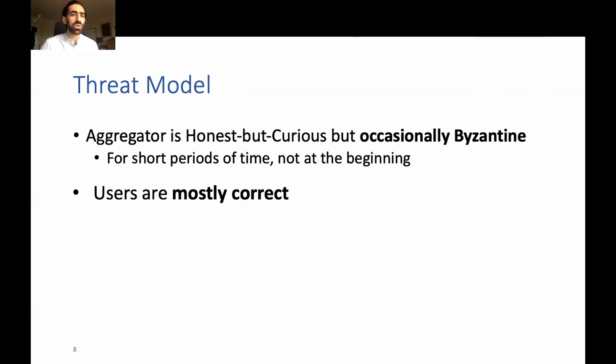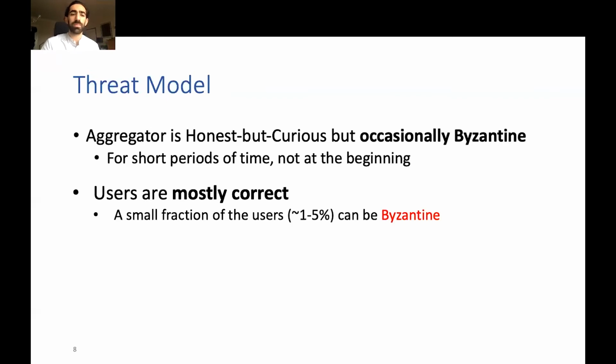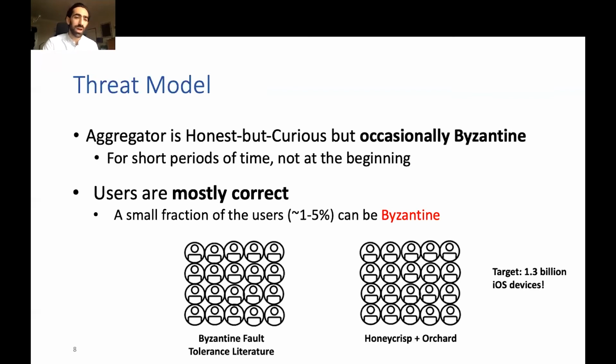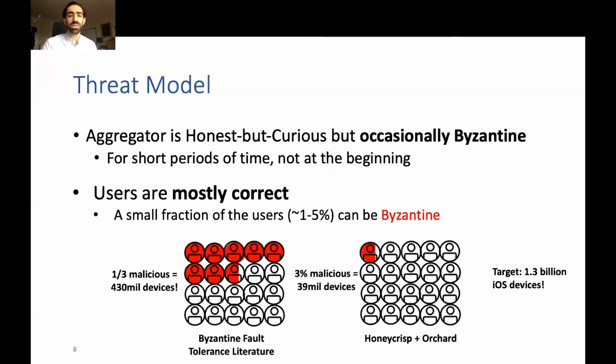We also assume that users are mostly correct, so a small percentage of them can be Byzantine. To understand why we make this assumption, this is lower than, say, in the Byzantine fault tolerance literature, because we're targeting 1.3 billion iOS devices. So again, in this BFT literature, we often assume that up to a third of users can be malicious, and this results in a huge amount of devices. If we even just assume 3% of devices are malicious, this is still a huge amount, 39 million, which is more than the largest known botnet. So we feel comfortable making this small percentage assumption.